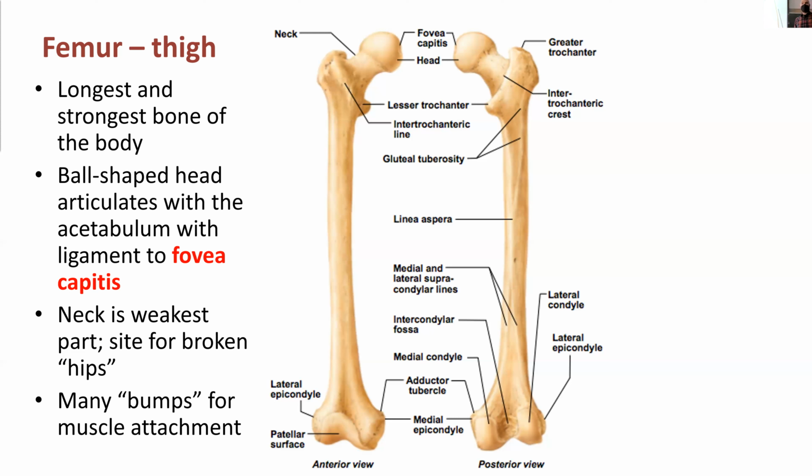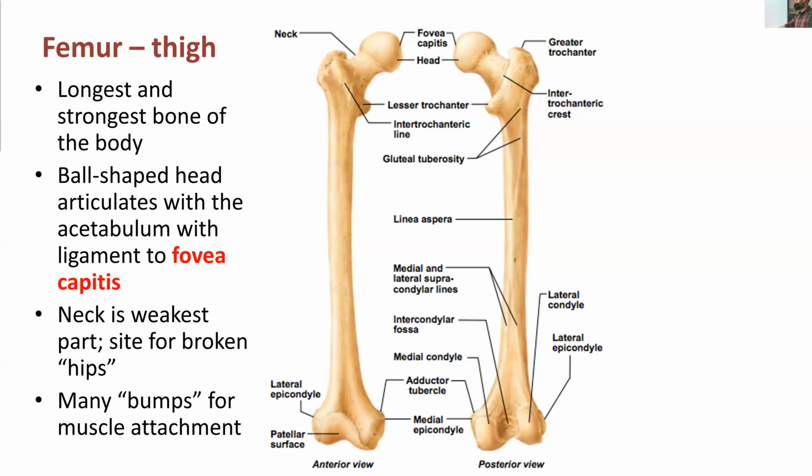A couple other features that are important. We have the greater gluteal tuberosity right here, and that transitions down the middle of the diaphysis to the linea aspera, which is the attachment point for muscles that we'll talk about in a little bit. And then the linea aspera splits and becomes what's called the supracondylar lines. One is medial and one is lateral. Is that right? Yep, medial, lateral.